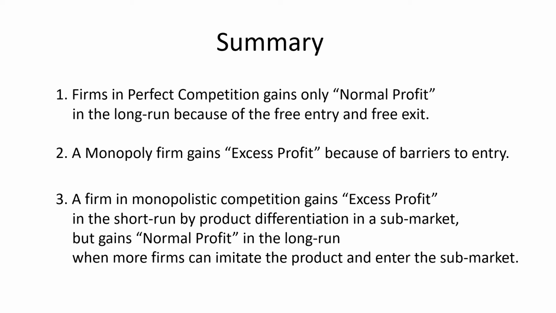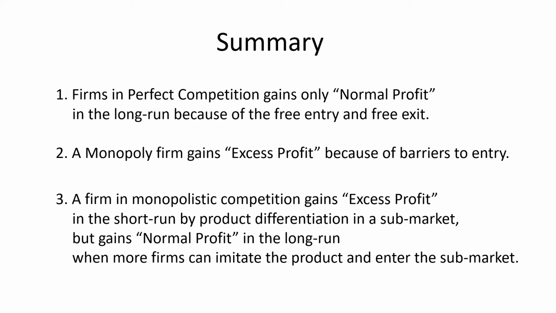Second, a monopoly firm gains excess profit because of barriers to entry. And third, a firm in monopolistic competition gains excess profit in the short run by product differentiation in its submarket, but gains normal profit in the long run when more firms can imitate the product and enter the submarket. These are the answers to the questions that I posted earlier from the beginning of this lesson.